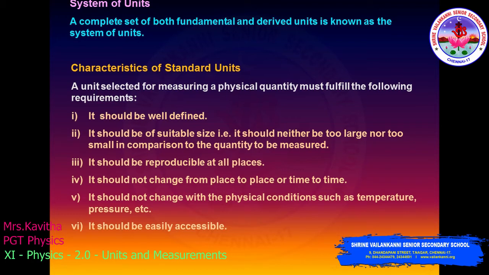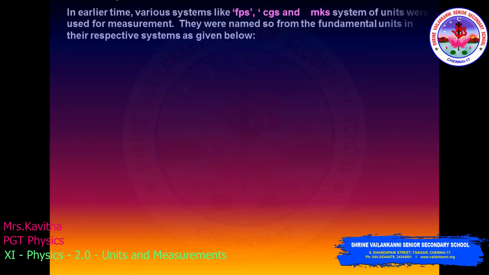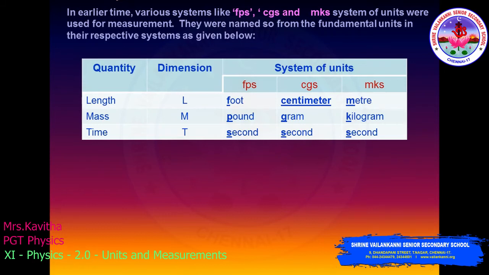Internationally it should be acceptable, right? So what are the various systems of units which we have? In earlier times, various systems like FPS, CGS and MKS systems of units were used for measurements. They were named after the fundamental units of their respective systems. Let us first see the meaning of FPS, CGS and MKS.